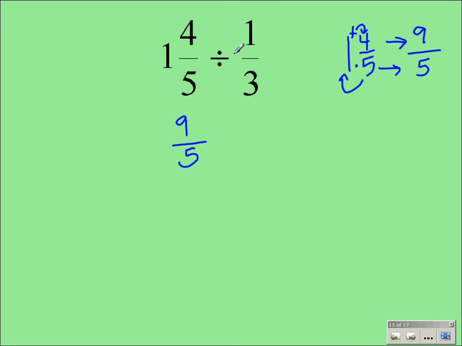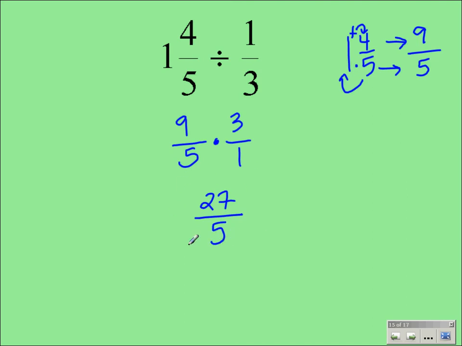So we've changed that. Now we'll change our division to multiplication, and we'll take the reciprocal of 1/3, which will be 3/1. Now our next step is cross-canceling where we can, and there are no numbers in the denominator that have anything in common with the numerator. So there's no canceling that can be done in this problem. So now we're going to multiply through. 9 times 3 is 27, and in the denominator, 5 times 1 is 5.